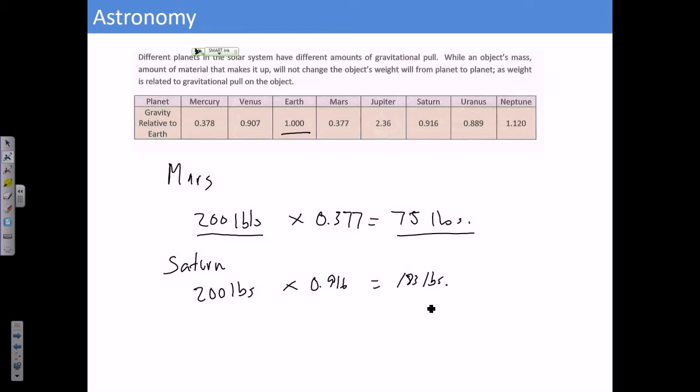If you wanted to figure out, for instance, Neptune or Uranus, Jupiter, notice, is quite large because it's so massive. You're going to follow the same sort of equation. You're going to basically use the proportion of gravity as a way of modifying your weight. So that's it for proportions and calculating gravity on other planets.